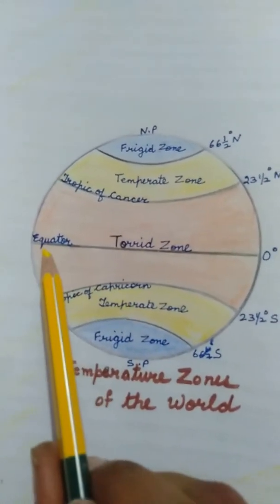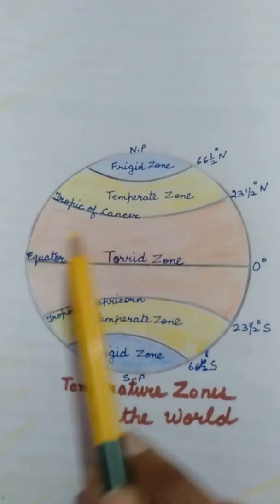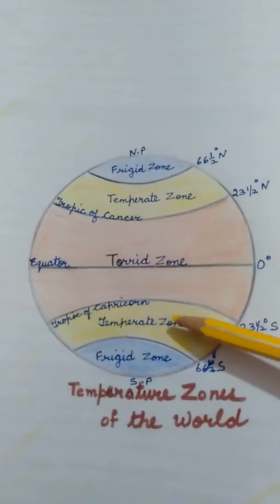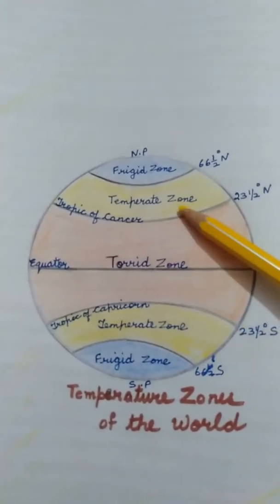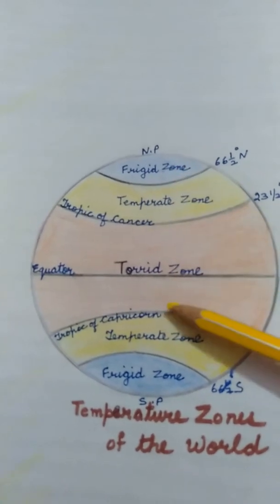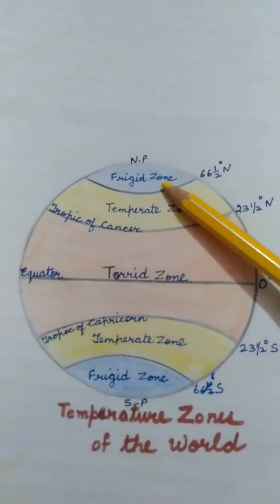In the center we have equator at 0 degree, and this orange color depicts this is torrid zone. In the yellow color on both sides of the hemispheres, this is temperate zone, and then the blue color I have shown frigid zone. So torrid zone, temperate zone and frigid zone.